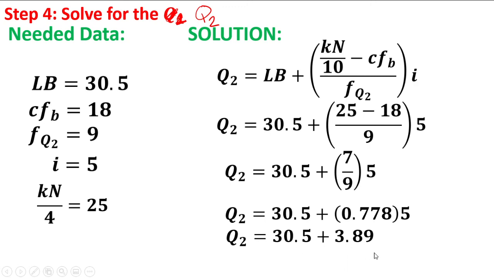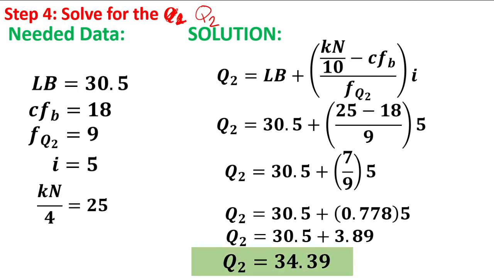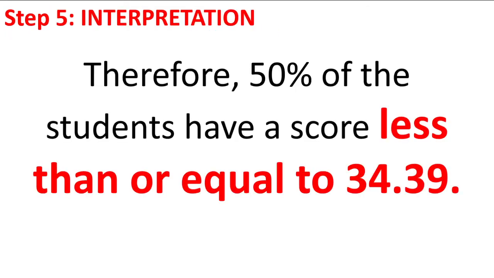30.5 plus 3.89 is equal to 34.39. Okay? 34.39. Anong ibig sabihin nito? Ibig sabihin, 50% of the students have a score less than or equal to 34.39. Again, 50% of the students have a score less than or equal to 34.39. Yun ang ibig sabihin nun.